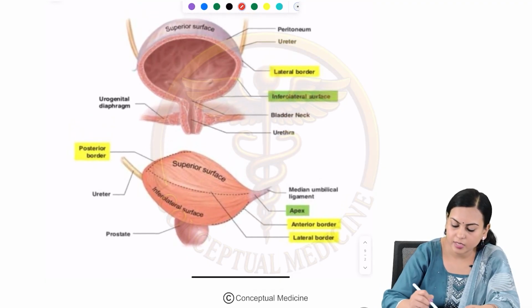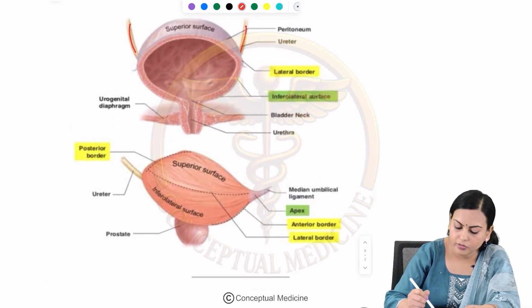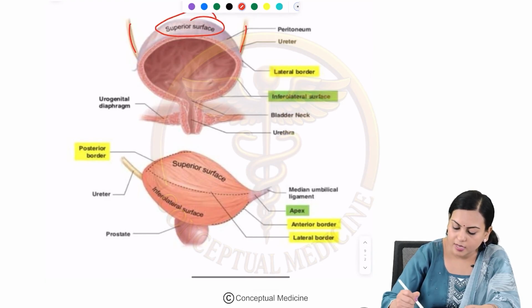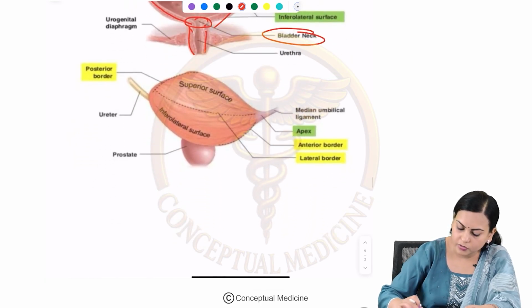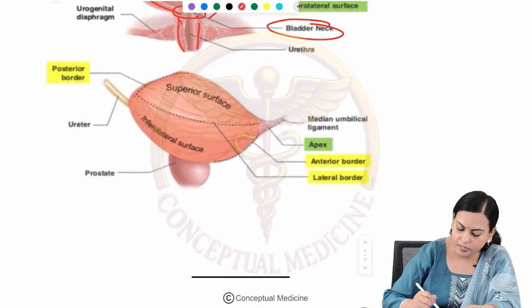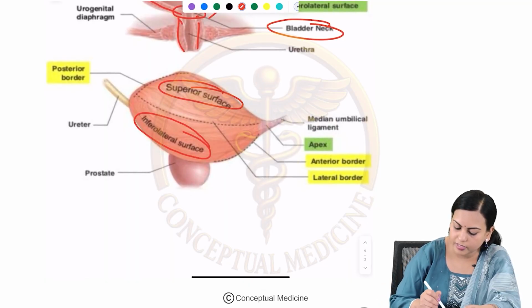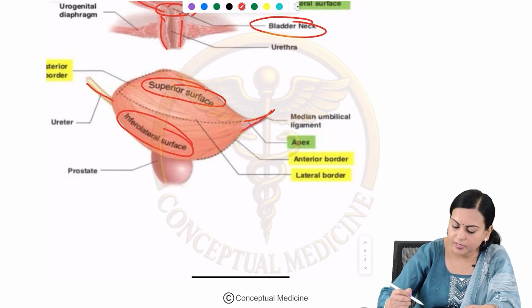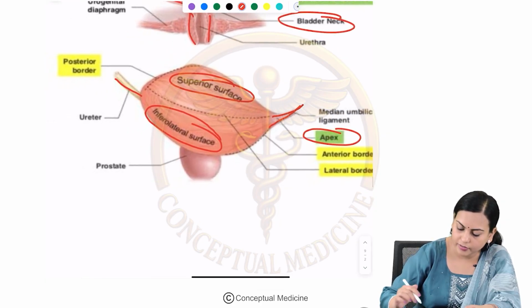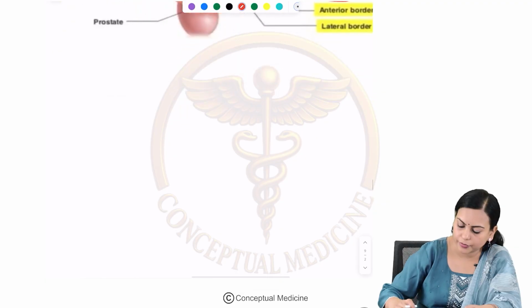You will be able to see, this is how the ureters are coming. You have a superior surface. These are the 2 infralateral surfaces, and this is the bladder neck. This is the bladder neck region, and here comes the urethra. Another view, like you have the superior surface, you have the infralateral surfaces, here the ureters are emerging. You will have the median umbilical ligament that is arising from the apex. Then these are the borders. You have the anterior border, lateral borders and the posterior border.